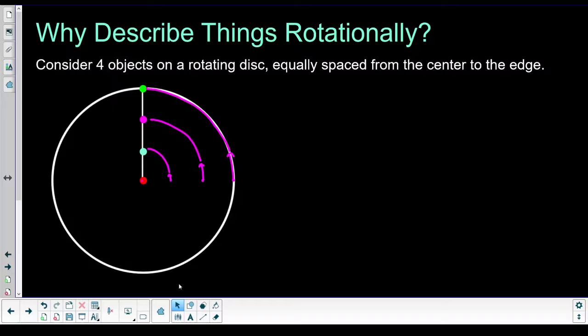So why should we describe things rotationally instead of just giving XY coordinates? Let's ask the question, how far did they go? This point right here, because it's at the center of the circle, at the center of rotation, didn't even move. So if you're the red dot, the displacement of the red dot is 0. If you're this teal dot, you went however long this thing here is, right? X teal is some distance. We'll call it D for distance.